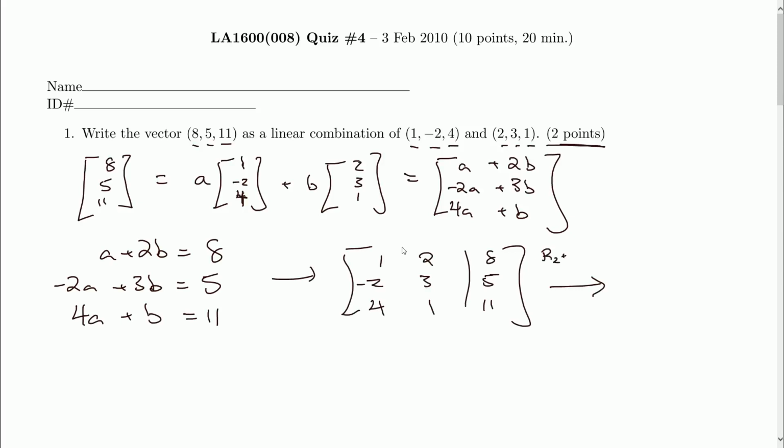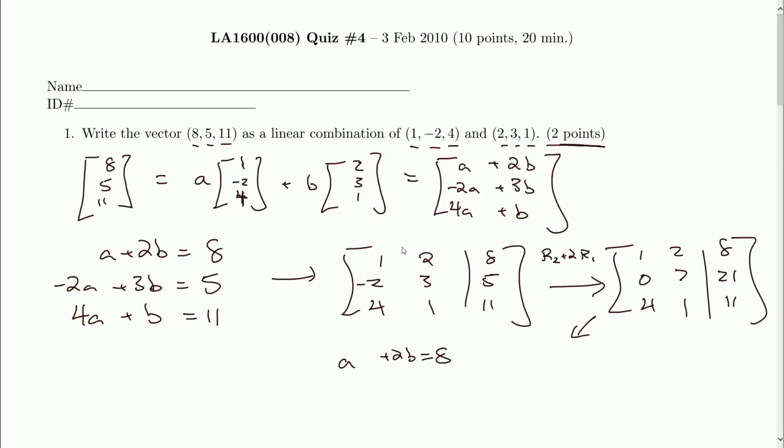So row 2 plus 2 row 1. 1, 2, 8, 0, 7, 21, and 4, 1, 11. And so right here, I can actually see that, oh, this means that a plus 2b is equal to 8, fine. 4a plus b is equal to 11, but now I've got just 7b is equal to 21. b is going to be equal to 3. I don't have to completely row reduce the whole thing. Just get it to a point where I can solve.